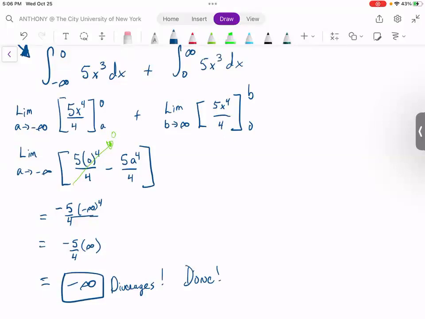Well, since the left half diverges, when you do the same thing with the right half, it would also diverge. If you notice, this time we say b is approaching infinity, from 5x to the fourth over 4 from 0 to b. So if you work that out, you would get positive infinity. So therefore, a divergence. All right, so there's no need to continue. We just say that it diverges.